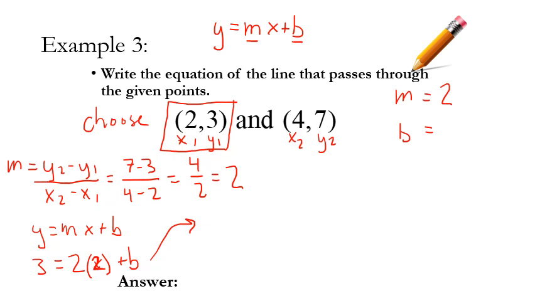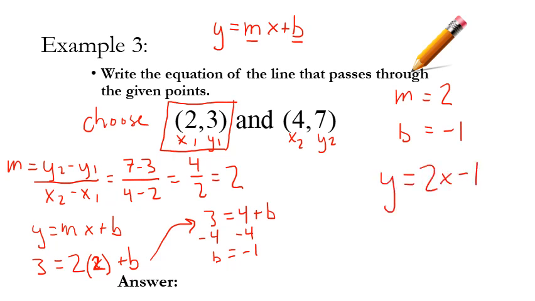Okay, let's continue here. I have 3 equals 4 plus b. Solve for b. Negative 1. I can now write my equation. y equals mx plus b.